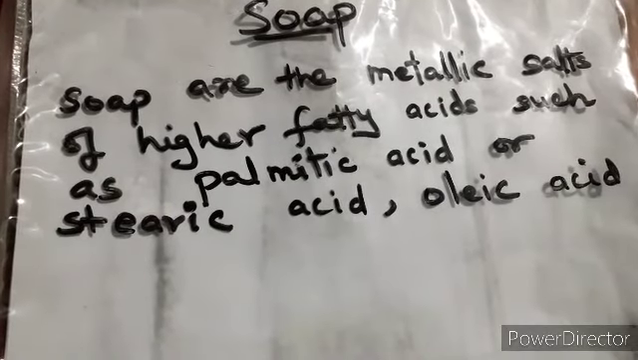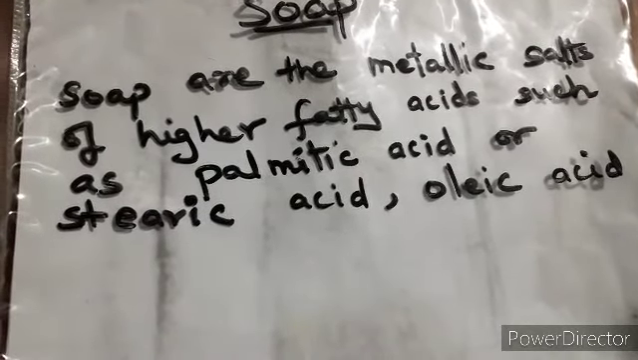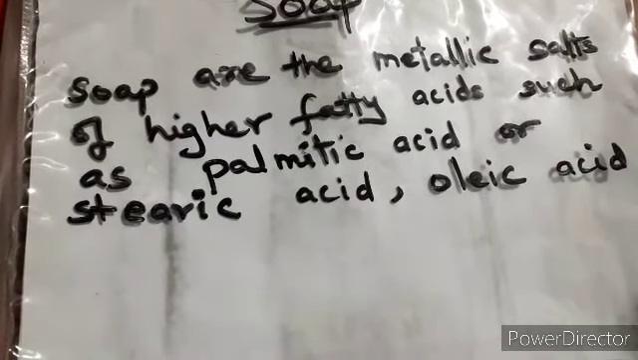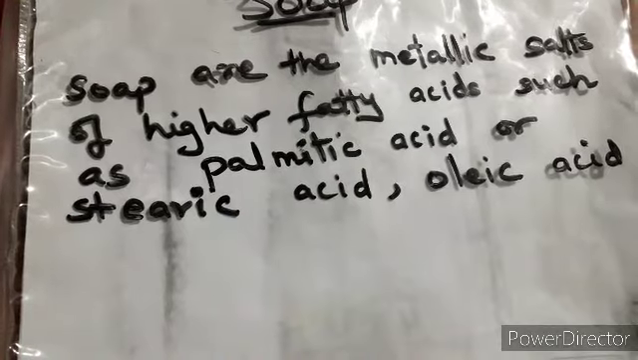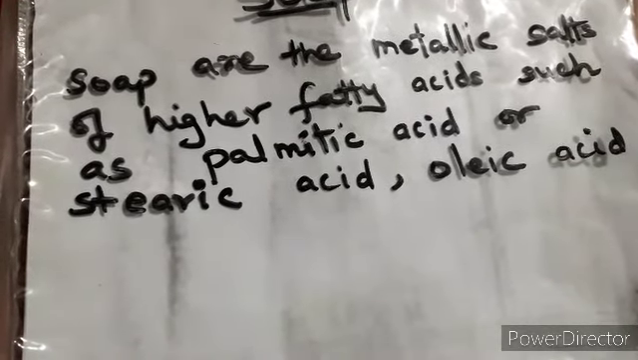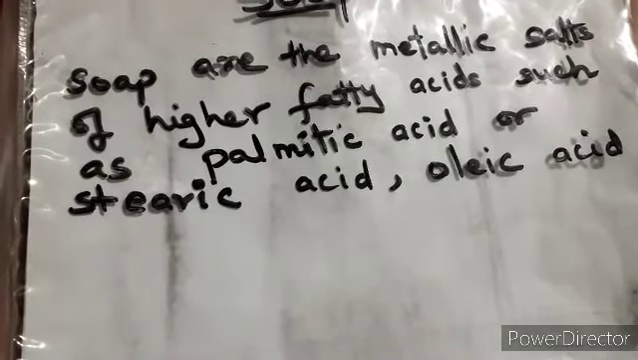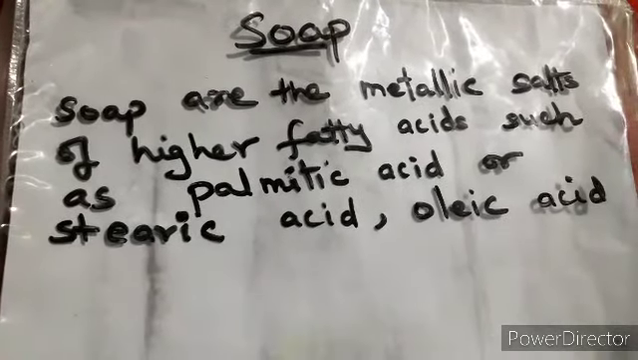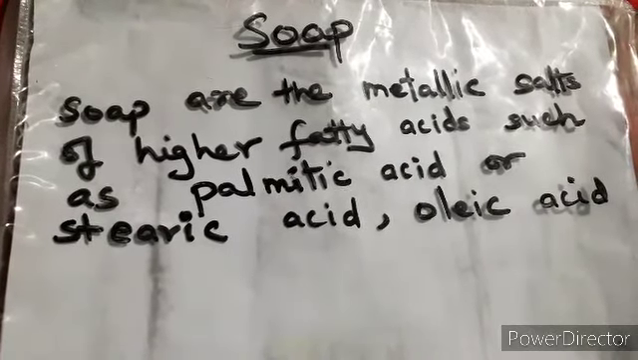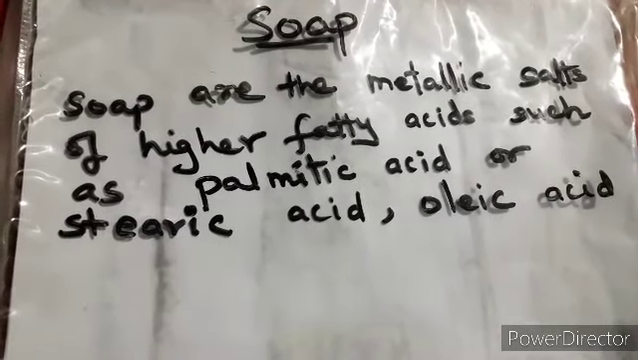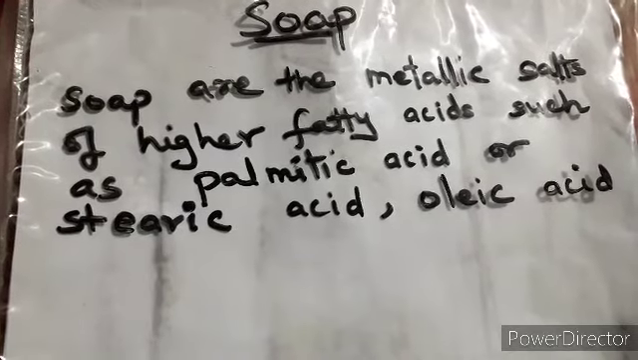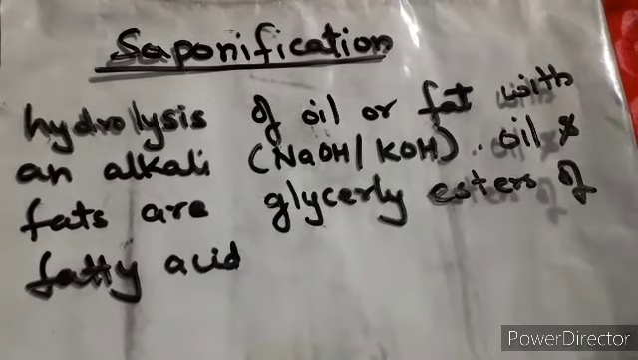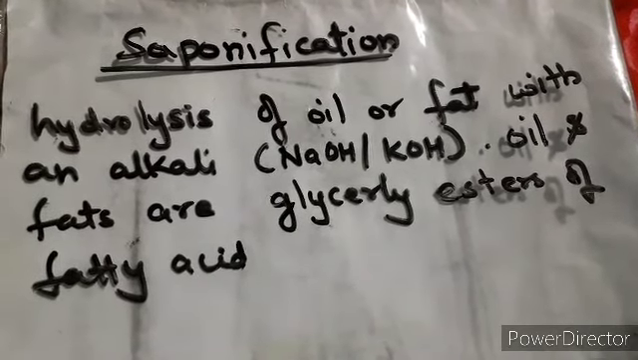of higher fatty acids. They are generally the soaps which you are using in your home, whether they are toilet soaps or laundry soaps, these soaps are the same. They are sodium or potassium salts of higher fatty acids. These soaps are generally prepared by a method that is known as saponification, and we'll discuss saponification over here.